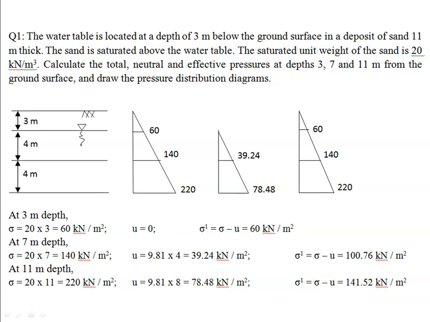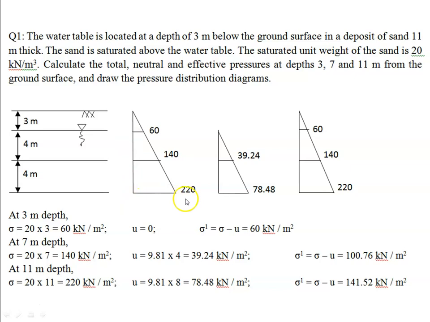Then we have to plot these values according to the respective depth. So at this level it is 60, at this level it is 140, and at this level it is 220. This diagram is for total stress. This is the total stress distribution diagram.